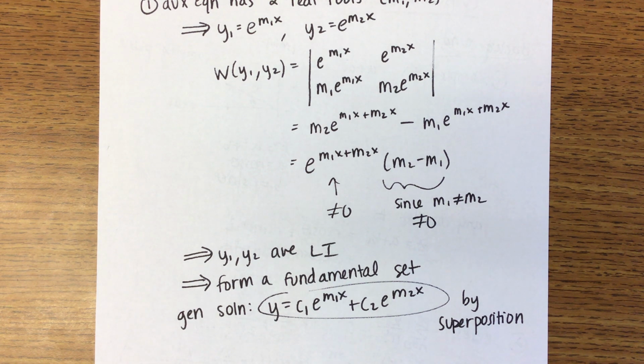Okay, so that is the first case. Now, how will you know if this case applies before you even start solving the auxiliary equation? Is there a way to tell that a quadratic has two distinct real roots without solving it?